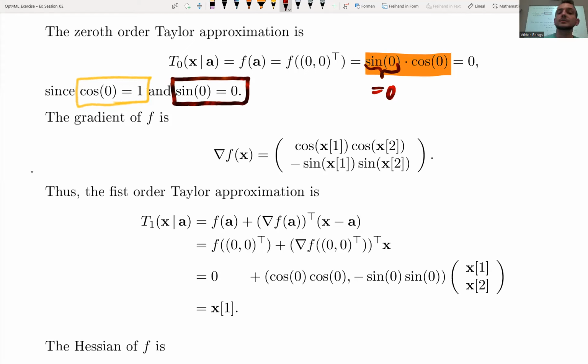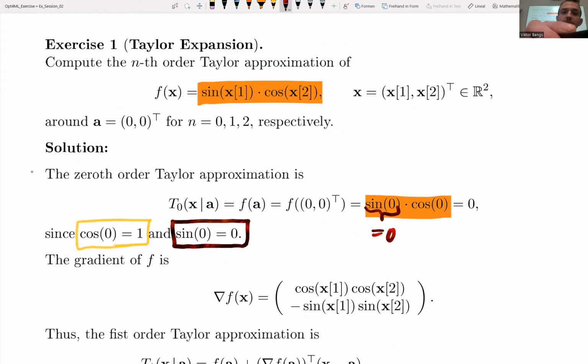And well, as we see here, what we will definitely need is the gradient. So the gradient of the function f. So what's the gradient? We have the function here. It's a product of the first component plugged into sine, and the second component plugged into the cosine. If we look at the partial derivative of this function with respect to the first component, then this cosine is nothing else than a constant term.